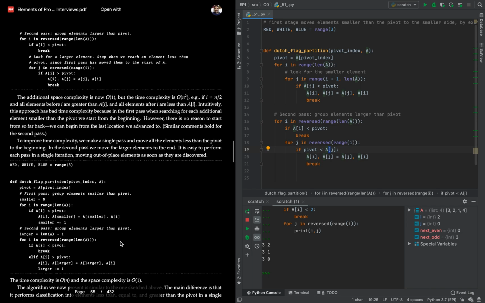The additional space complexity is now bigger. I think this next part is an improvement over the previous part. The additional space complexity is now big O of 1, but the time complexity is big O of n squared. All the elements before i are greater than A of i, and all elements after i are less than A of i. Intuitively, this approach has bad time complexity because, okay, let me break this into 2 parts, and I'll continue this later.